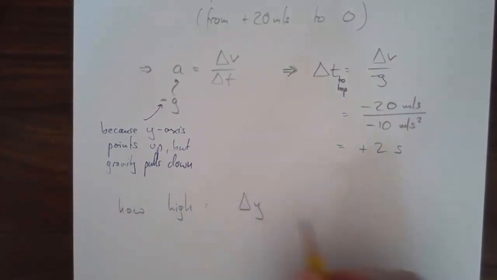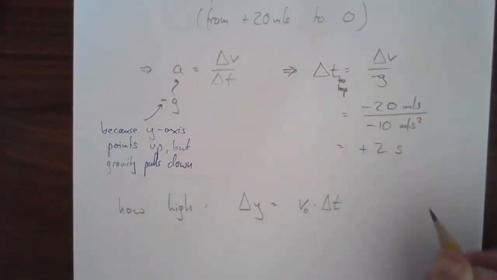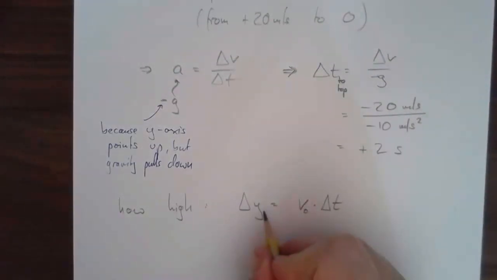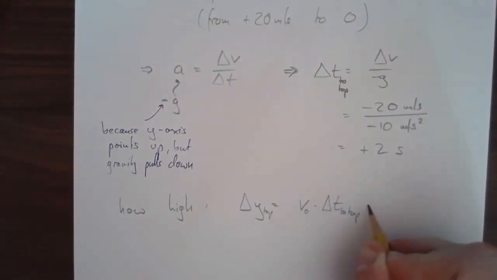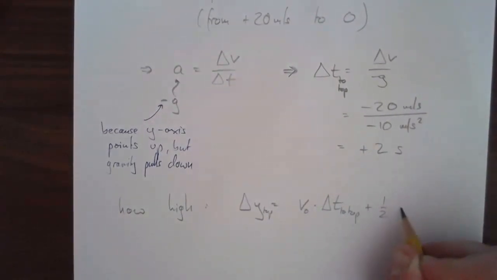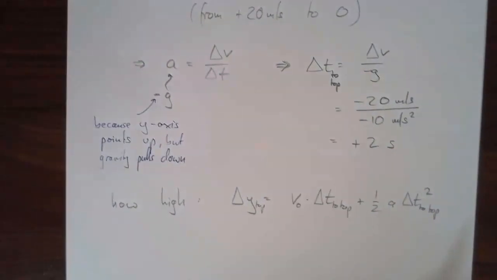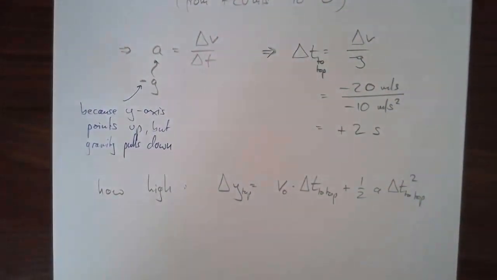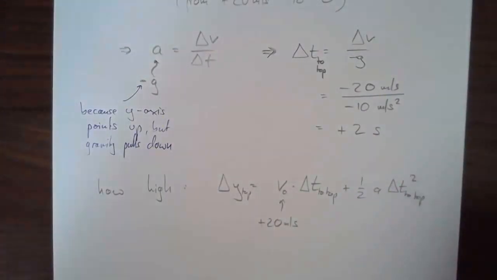Well, the change in height is the initial velocity times the change in time, which we've now figured out. So at the top, it's the time to the top, plus 1/2 a delta t to the top squared. Let's plug in the values. It's super important to track your signs here. So this one here is plus 20 meters per second. This, of course, is 2 seconds.